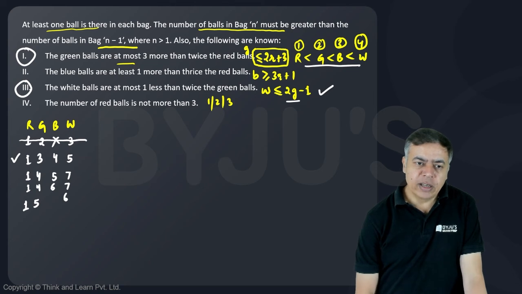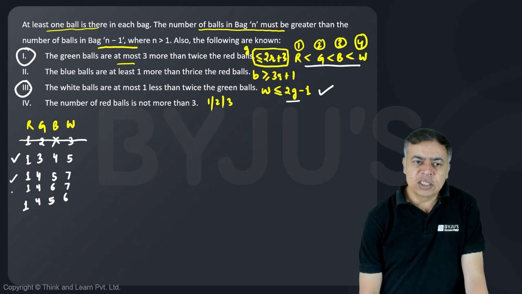I will write here 4 also. 5 I will take later on. So there is one more case for 4. So 1, 4, 5 and 6. So these are the 3 cases possible here for 1 and 4. If 1 I take, let's say green to be 5.